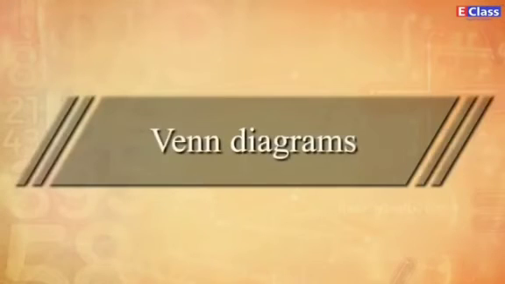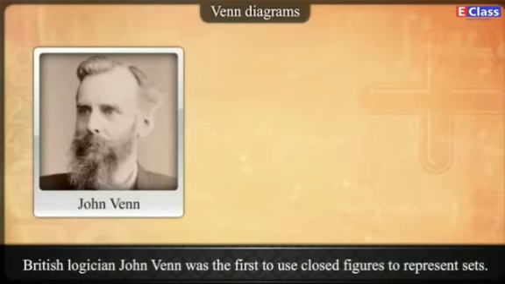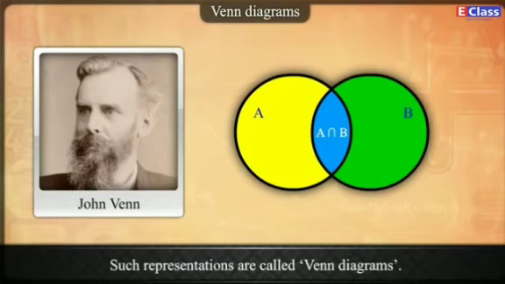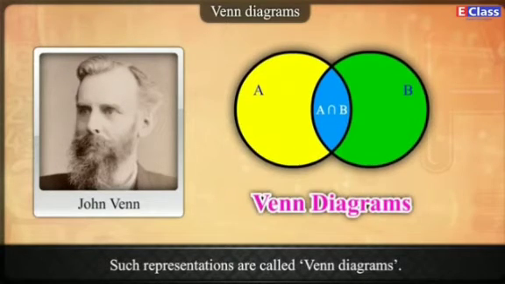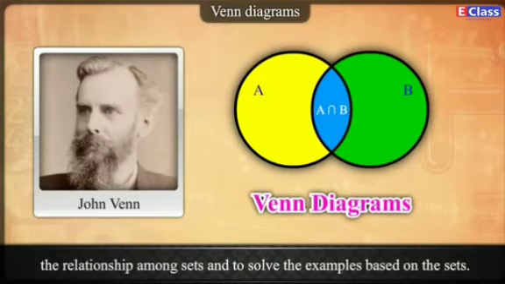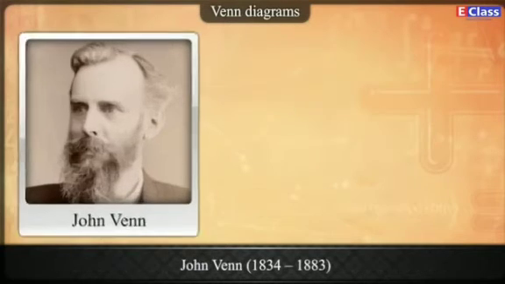Venn diagrams. Let's learn. British logician John Venn was the first to use closed figures to represent sets. Such representations are called Venn diagrams. Venn diagrams are very useful in order to understand and illustrate the relationship among sets and to solve the examples based on the sets.